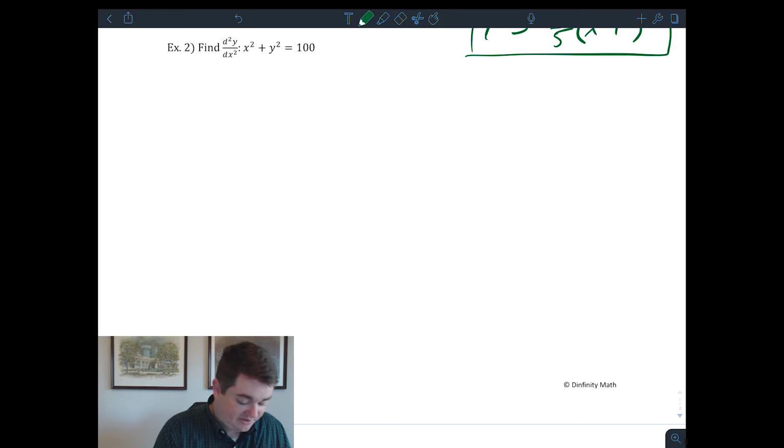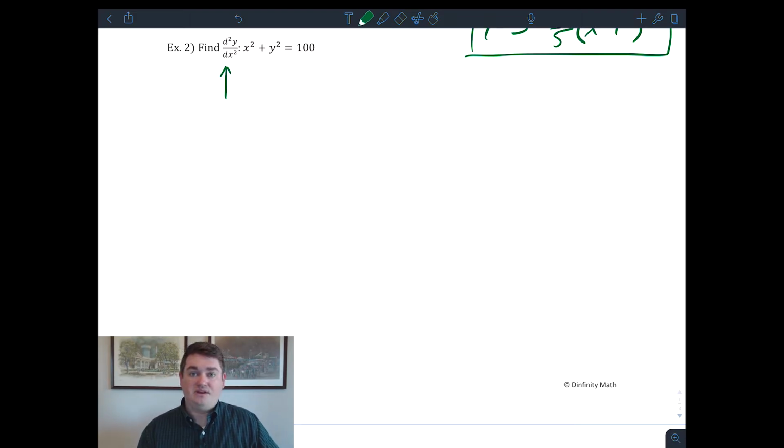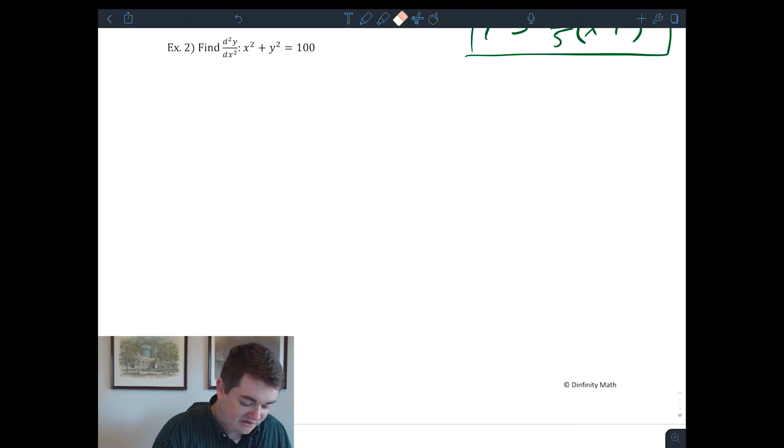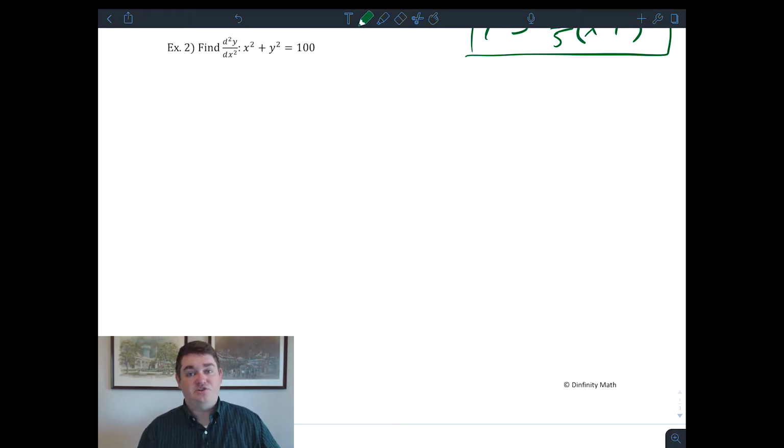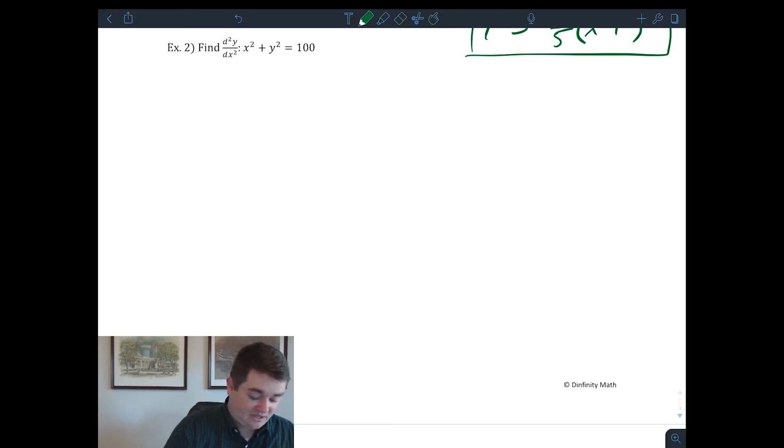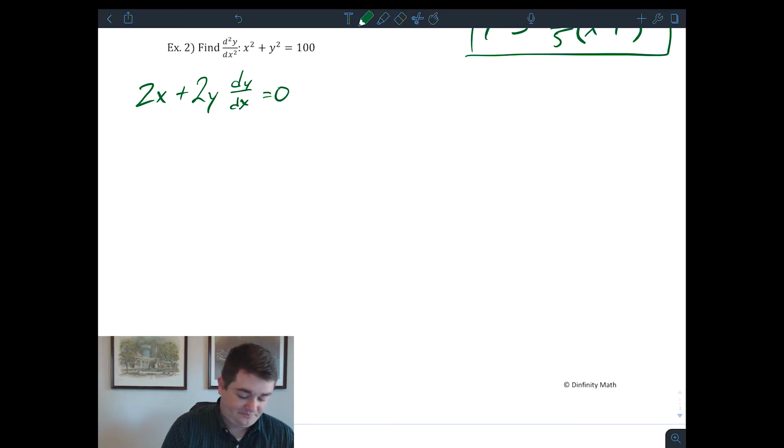So in my second example, this symbol right here, d squared y over dx squared, means take the second derivative. Specifically, it means take the second derivative of y with respect to x. So I need to take two derivatives of x squared plus y squared equals 100, which you might notice is the equation of a circle centered at the origin with a radius of 10. So to take the first derivative implicitly, I'm going to get 2x plus 2y dy/dx equals 0.